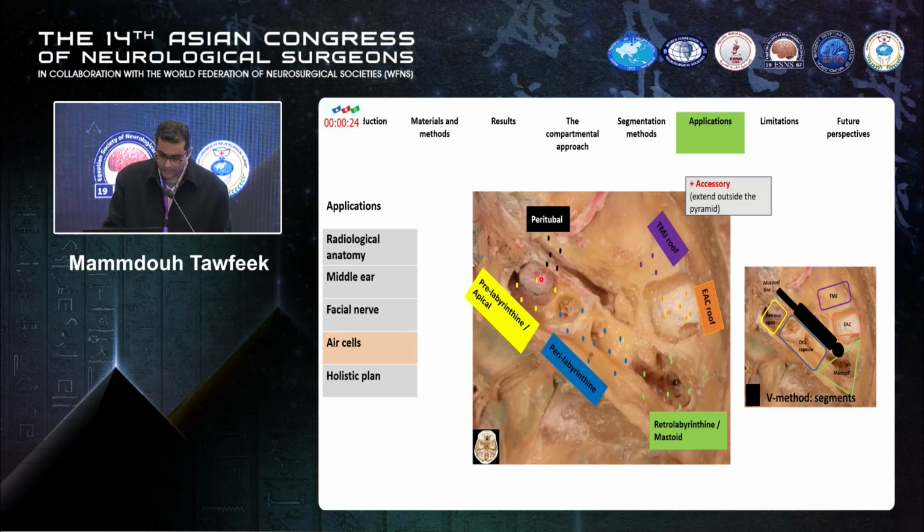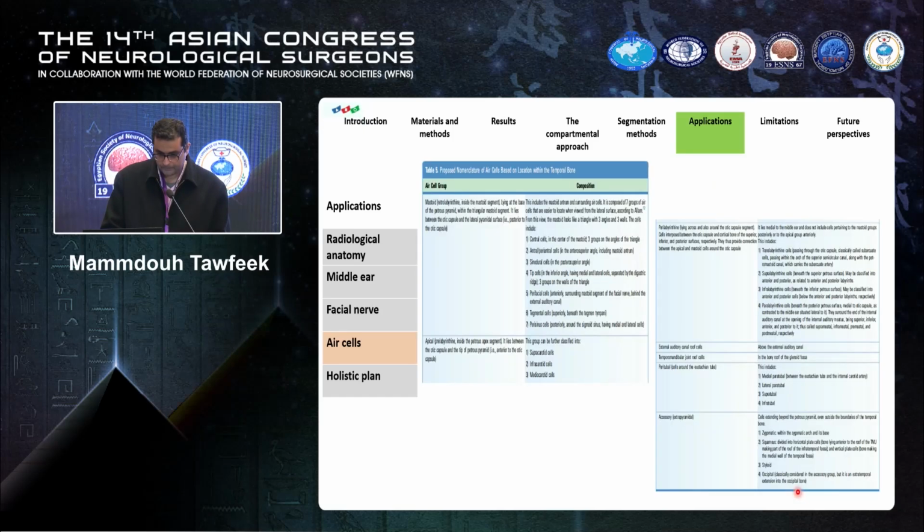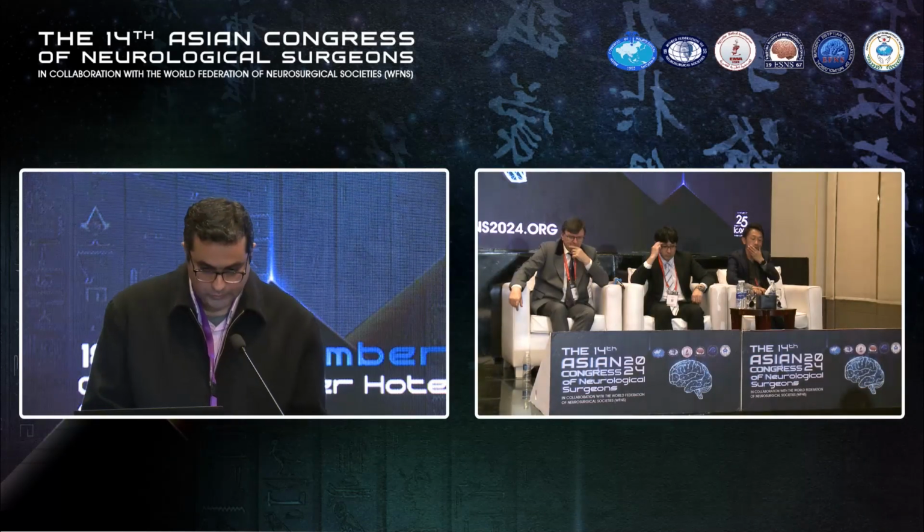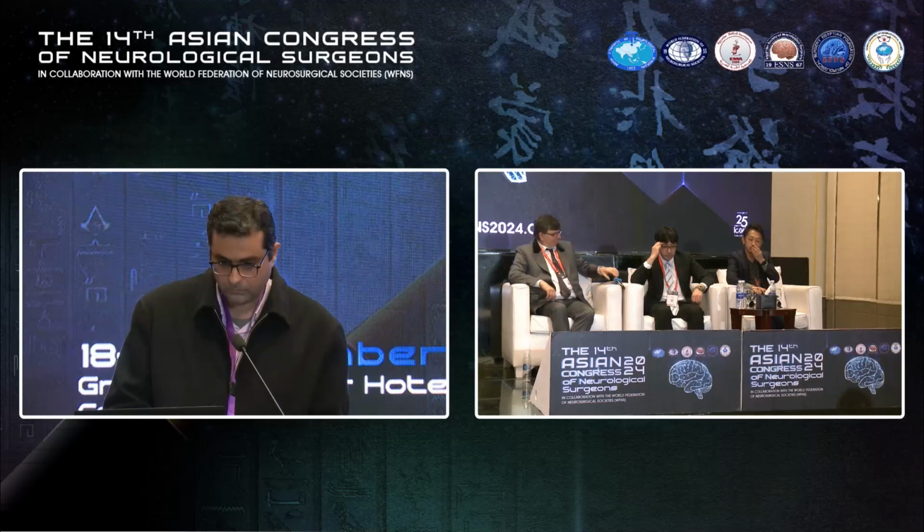We also have what we call accessory air cells that extend outside the pyramid into the squamous part and other parts, sometimes even into the occipital bone itself. It's important to know the position of all these cells and to identify them on images because they are pathways for disease extension, for your surgical corridor, and also for CSF leak. So you need to handle them carefully. This is a table of the proposed nomenclature for the air cells that we have just described.